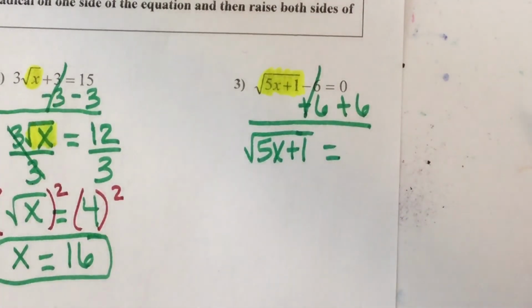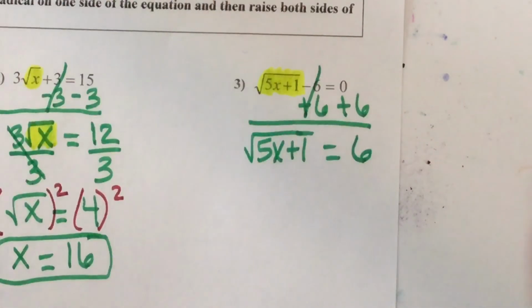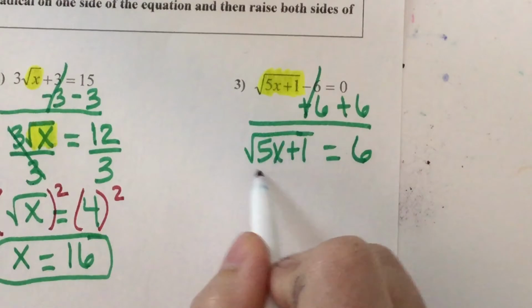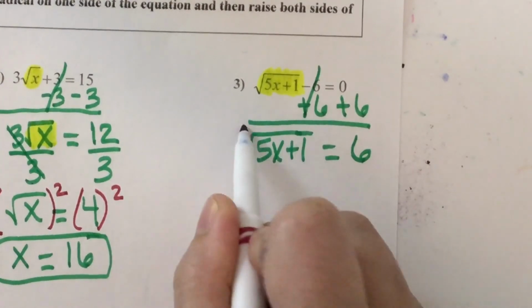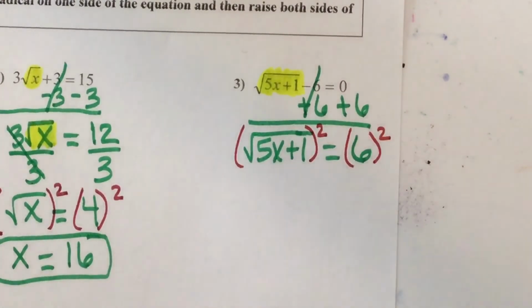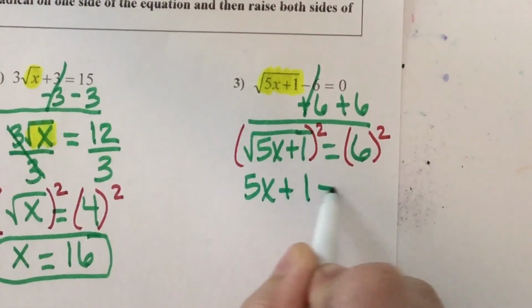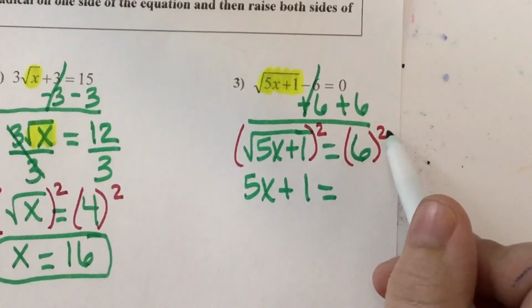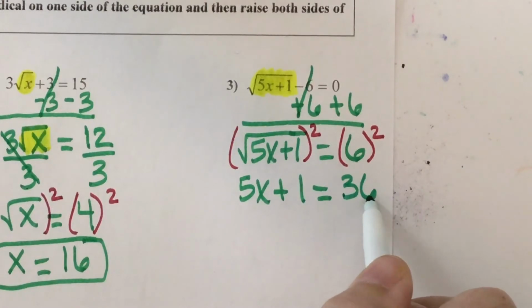And on the right side, what is 0 plus 6? 6. Okay, so now that my variable that's under the radical is by itself, I'm ready to remove the radical. So since it's a square root, I'm going to square. So I square the left side and I square the right side. So on the left side, the squared and square root cancel each other out, leaving 5x plus 1. And on the right side, what's 6 squared? 6 squared, 6 times 6, that's 36.